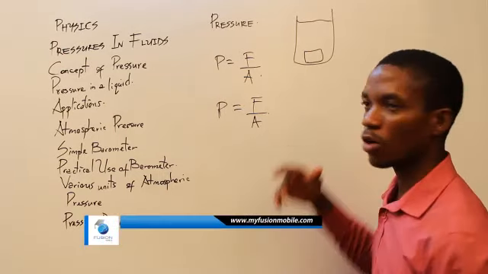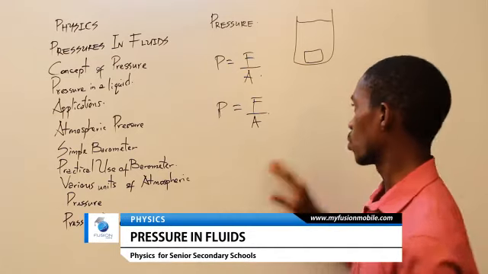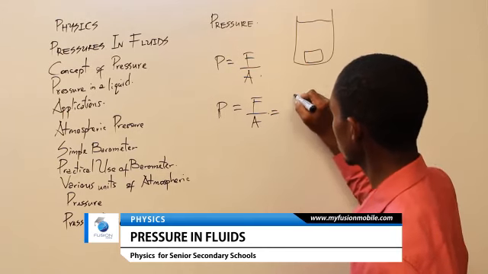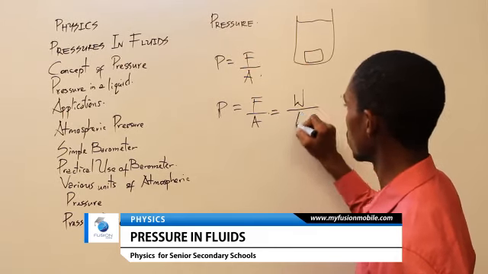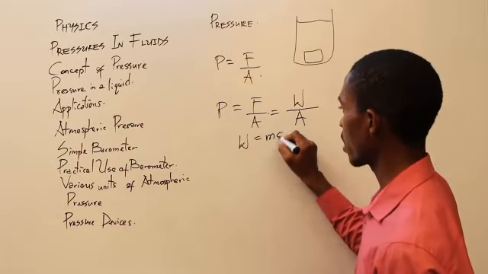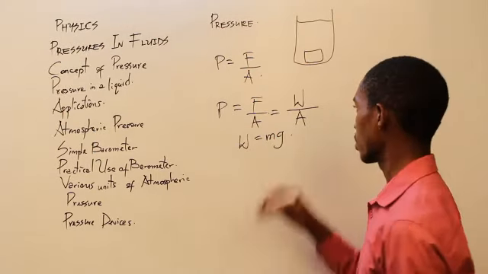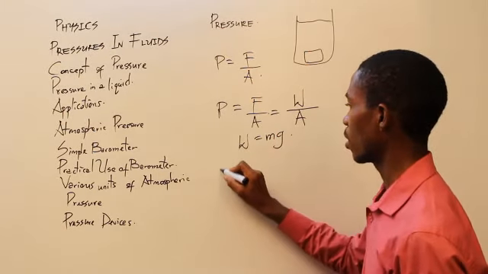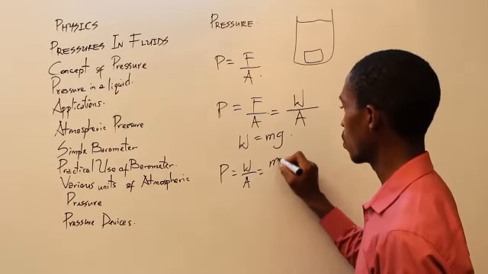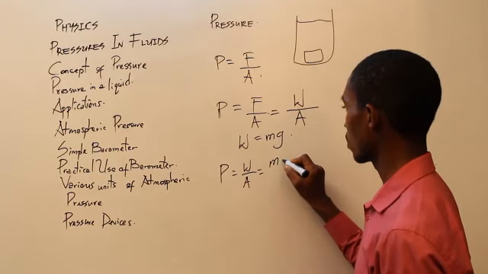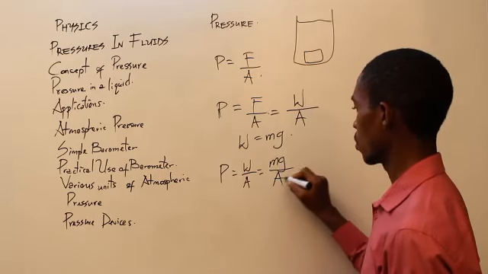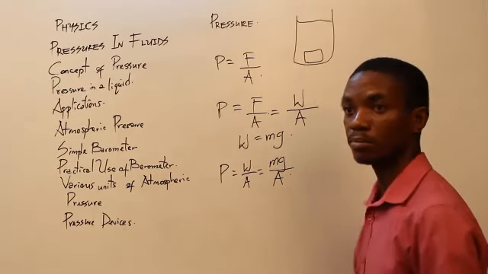So thus, of course, we know that weight is a force. So we can switch our force here for weight. That's the weight of the body. And of course, we know W, weight, is mass times acceleration due to gravity. So we can bring that in, and we'll have our pressure, which equals weight over area, to be equal to mass times acceleration due to gravity divided by area.